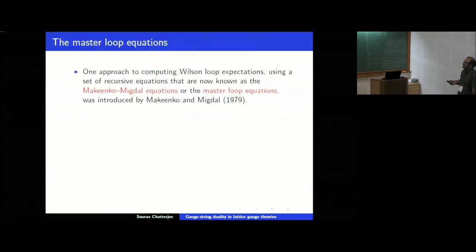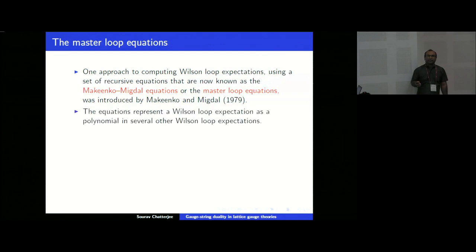Okay. So one approach to computing Wilson loop expectations is using a set of recursive equations that are now known as these Makeenko-Migdal equations, or the master loop equations. These were introduced by Makeenko and Migdal in 1979. And what they do is they represent the Wilson loop expectation as a polynomial in several other Wilson loop expectations. So this is what Makeenko and Migdal proposed, and then the question is whether you can solve the system.